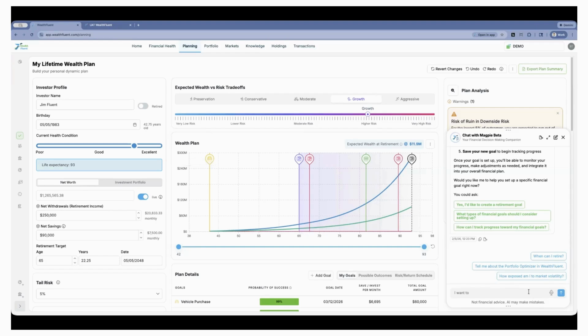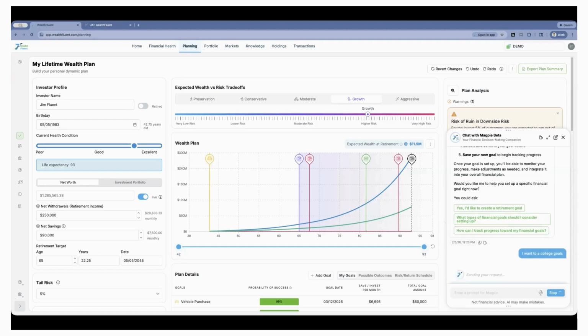And if some of the question was about adding goals for college, you can work with Magpie to add college goals. It knows if there's a child in here, what their birth date is, and what age they go to college. It can then ask you state versus private school and give an estimate of what it expects the tuition to be. And then it will enter all those details into the goal for you.